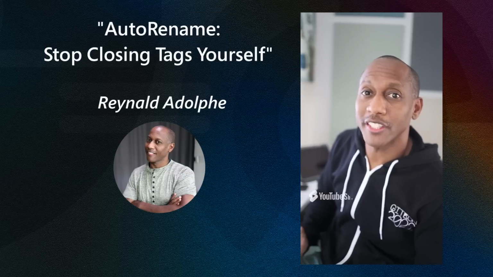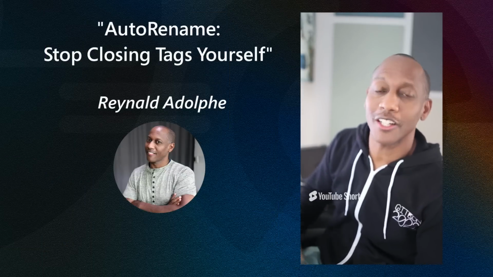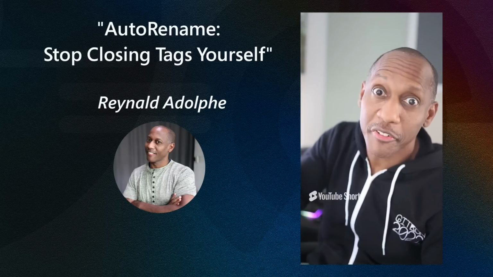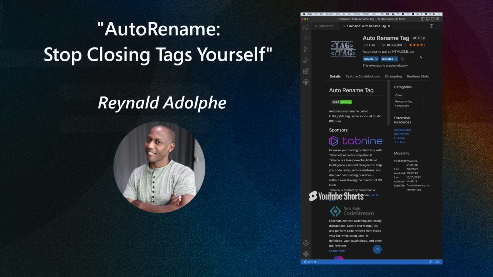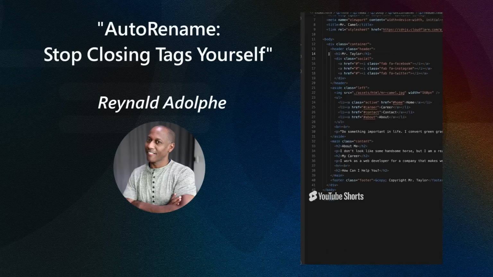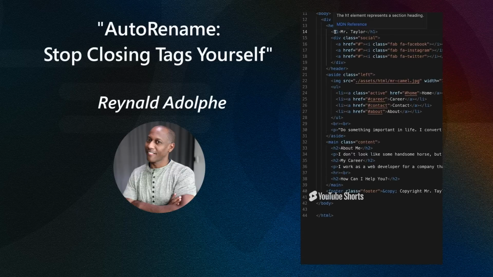Don't you hate when you have to change an opening tag, you have to hunt down a closing tag to match it? Never again. All you need to do is come to the VS Code extension market and install Auto Rename Tag. And now any opening tag that you change will automatically have the closing tag match it.